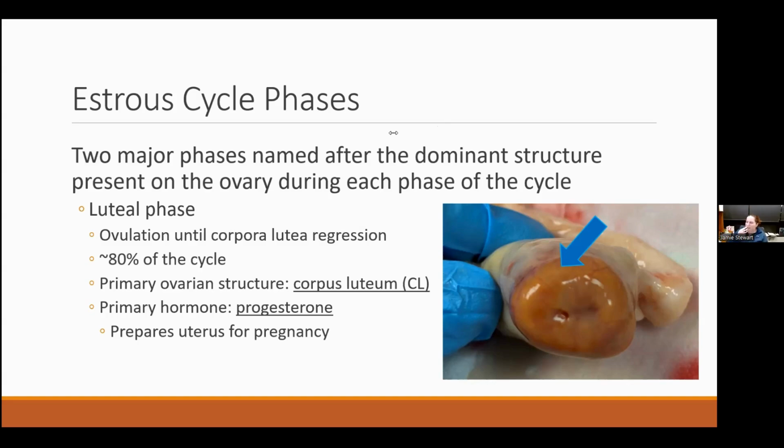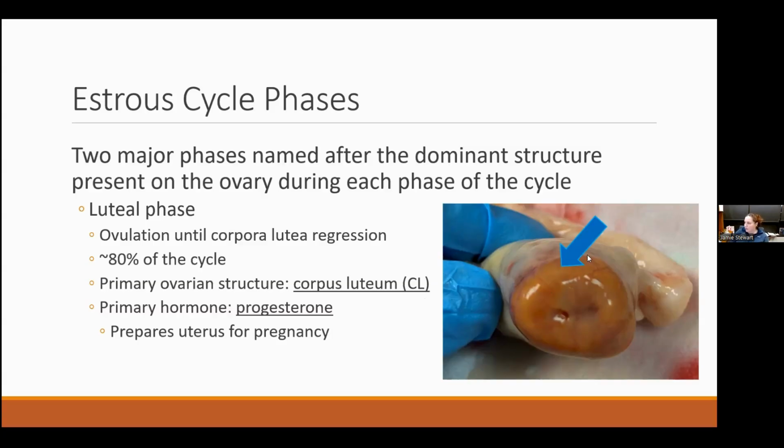Okay, all right, so moving on to the second estrous cycle phase. Again, these phases are named after the dominant structure. So this is what we call the luteal phase, because the primary ovarian structure is the corpus luteum. The corpus luteum actually stands for yellow body. You'll notice over here, and this is a real cow ovary, that this corpus luteum structure is yellow. So this is really how they look, and that's where the name yellow body came from.